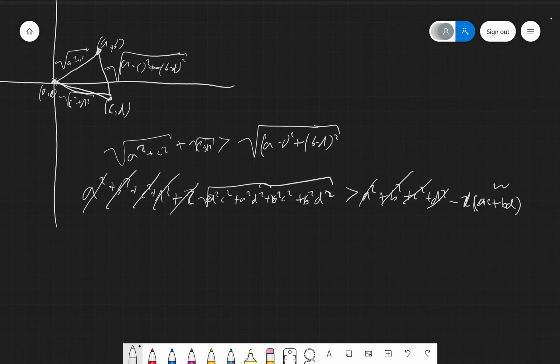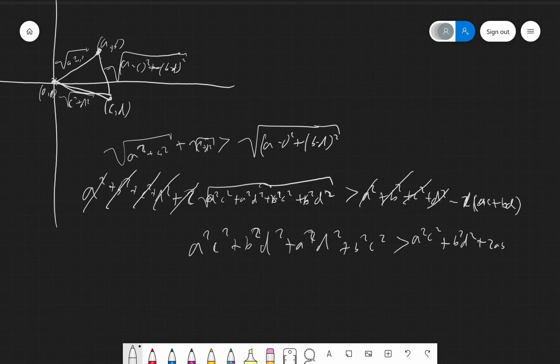So now, forget w. We square both sides and we get A squared C squared plus, I'm going to put B squared D squared first, B squared D squared plus A squared D squared plus B squared C squared is greater than A squared C squared, since we're squaring this, plus B squared D squared plus 2ABCD. Notice, gone, gone, gone, gone. And all we have left is AD squared plus BC squared is greater than 2ABCD.